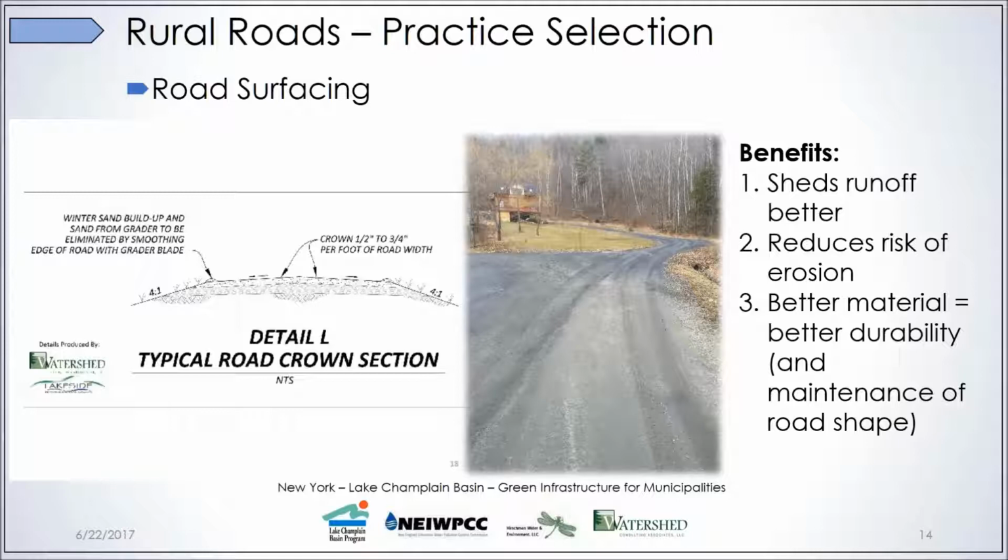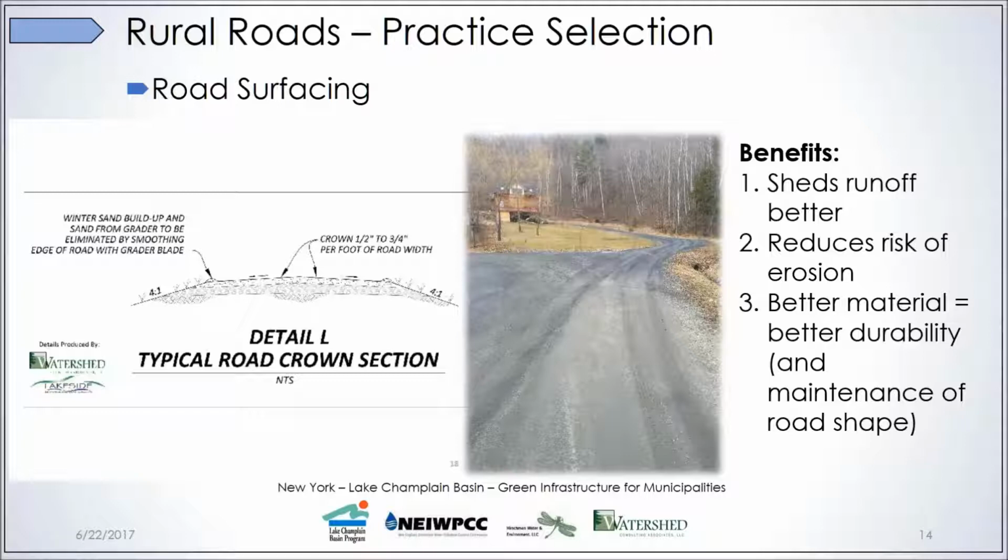One of the most common things that we recommend when trying to improve the condition of rural roads is road surfacing. That's really important. And right here we're showing a typical crowned section. Roads don't always have to be crowned. By crowned, I mean basically there's a higher center point and a lower shoulder tapering off, or a lower travel lane tapering off to a lower road shoulder.